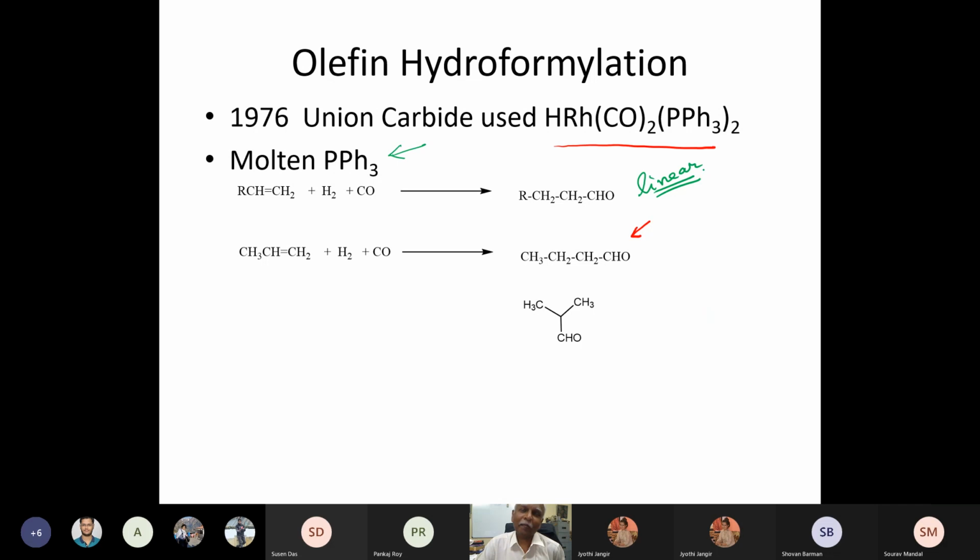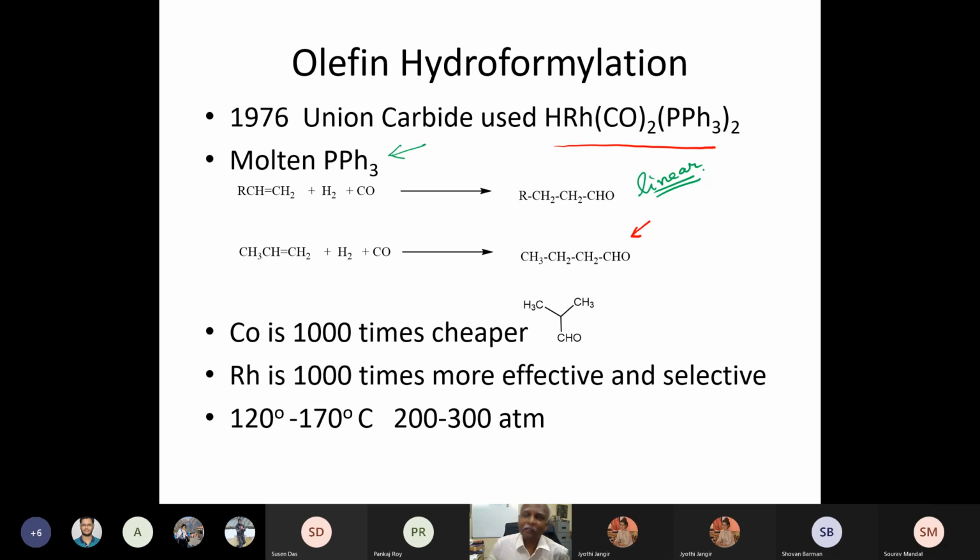So this again goes to the way in which your soap behaves in water. So you can see how much of the commercial factors drive the industry to make one over the other. Both are alcohols in the end, whether it's branched or not branched, but then the linear alcohol forms better foam, and all these things are important. So instead of cobalt, which is 1,000 times cheaper, use rhodium, which is compensating for the 1,000 times more expense by its effectiveness and its selectivity.